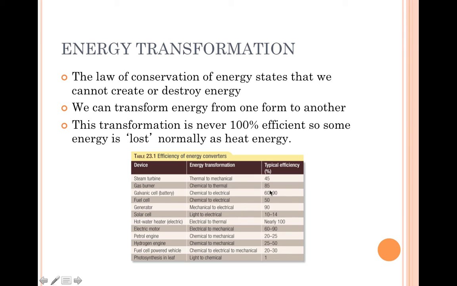85% is very good. If we compare that to a petrol engine, ultimately we're going from chemical energy to mechanical energy. There's a few other transformations along the way. That's got a really low energy efficiency. So only about 20 to 25% of the chemical energy that's in that petrol, which is mostly octane, gets converted into the mechanical energy that makes your car move.